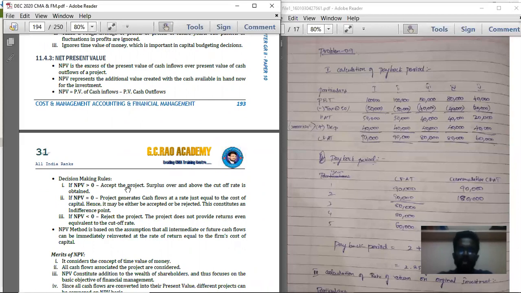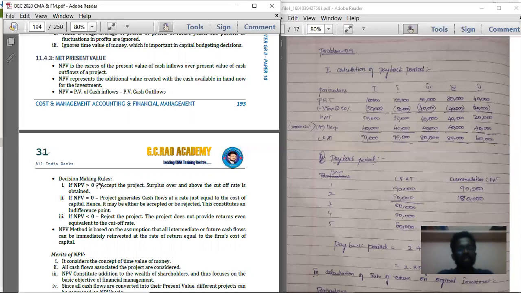inflows. And what is the outflow? Total outflow is whatever you are going to spend in the particular project. All that amount you should convert into present value. Then it is called the present value of cash outflows. When you deduct the present value of cash outflows from the present value of cash inflows, you should get a positive net present value.